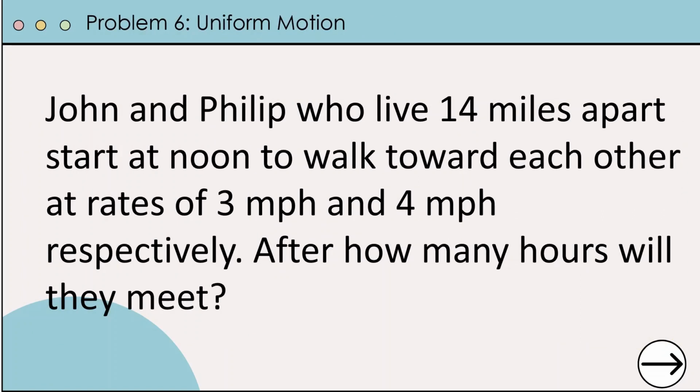Problem 6. John and Philip, who live 14 miles apart, start at noon to walk toward each other at rates of 3 meters per hour and 4 meters per hour respectively. After how many hours will they meet?